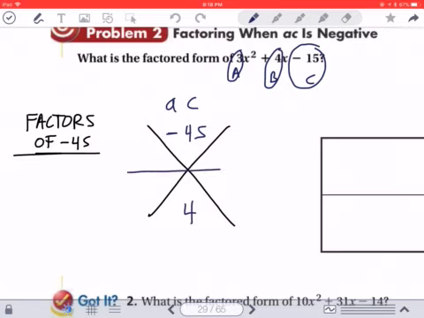I need to make a little line here because my a value is greater than 1. So I got to use this. Some people call it the magic x method. So it's no longer the x method. I got to add something else there. And then I'm going to write 3x here, just ax, 3x here. And the next thing I'm going to do is think about what multiplies to negative 45 and adds to 4.